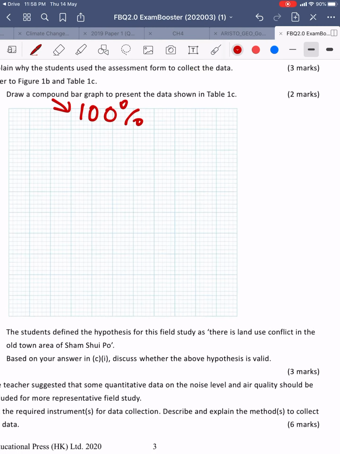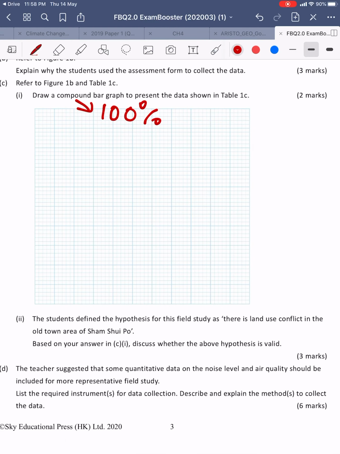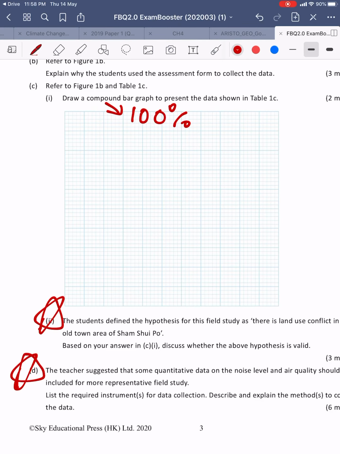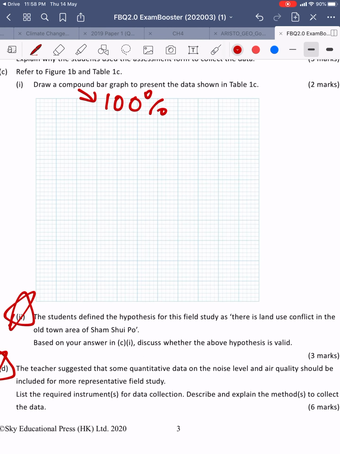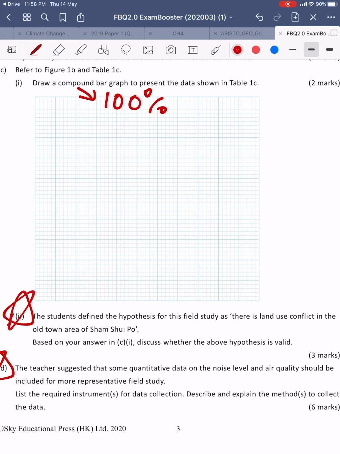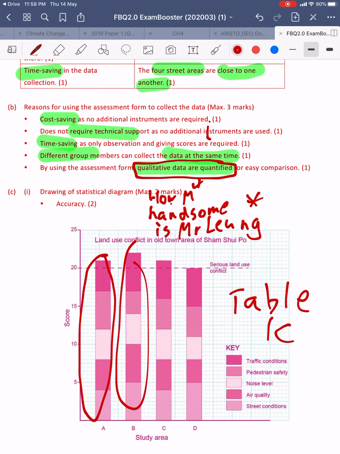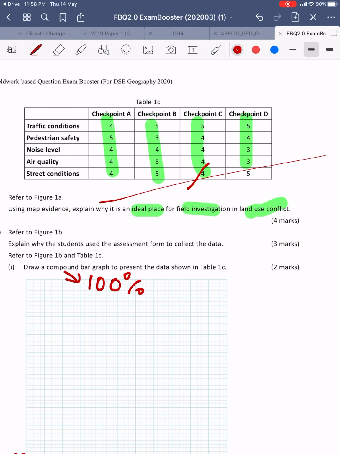Accordingly, as these 2 questions are always covered with you, it seems you still don't know how to use it, to be frank. First of all, the student defined the hypothesis of the study as land use conflicts in the old town areas of Sham Shui Po. There is land use conflict. So what is it talking about? If the town is more old, land use conflict will occur. So by this graph, can you draw some conclusion from here?